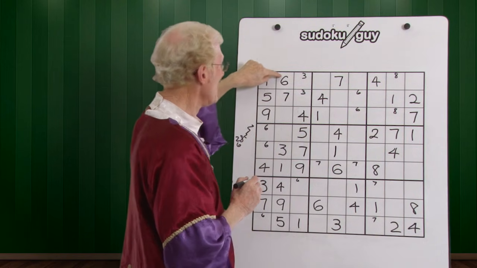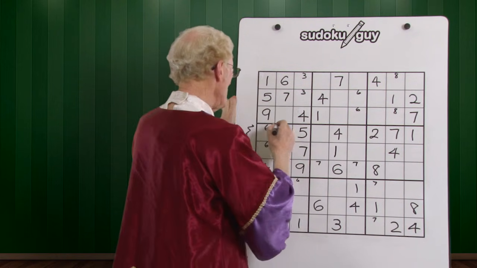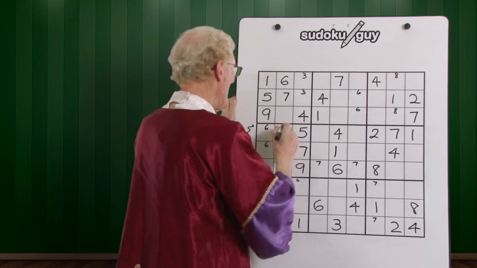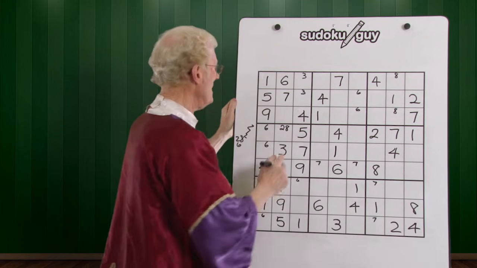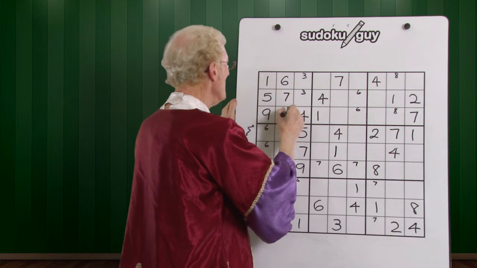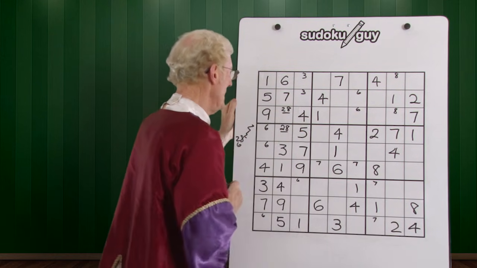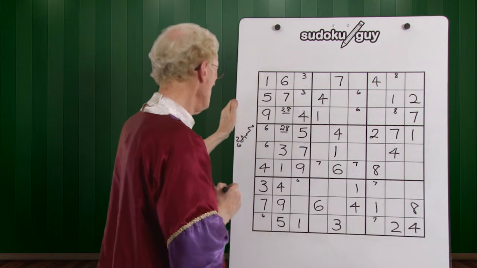Well, here we have a 6. So that means that this is a 2, 8. And I've just noticed that this column has, in fact, only 2 cells left, and it is a 2, 8 matching pair. And that's going to be very helpful down the road.